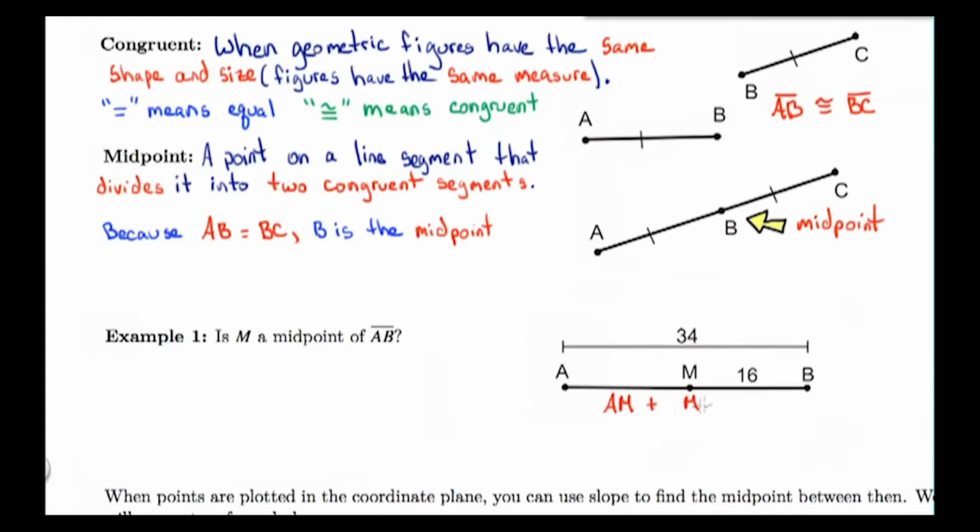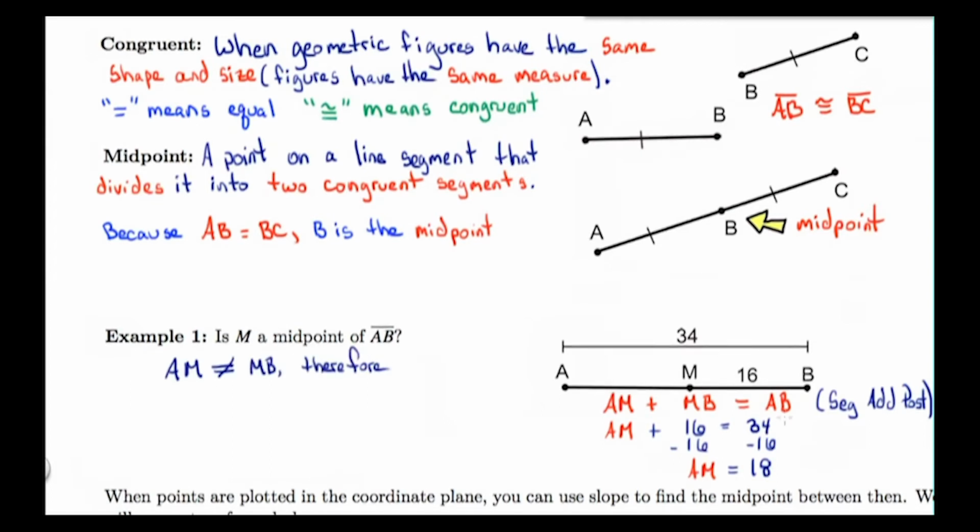Example 1, is M a midpoint of segment AB? Well, if we use the segment addition postulate, we can say AM plus MB equals AB and make our substitutions and find that AM equals 18. Well, 18 does not equal 16. Therefore, AM does not equal MB, and therefore M is not the midpoint.